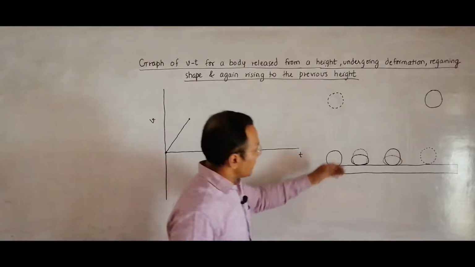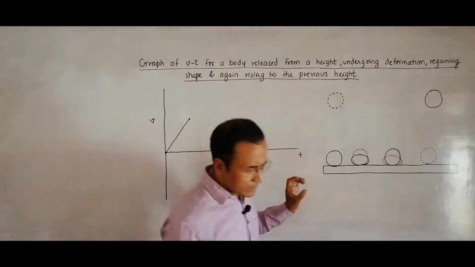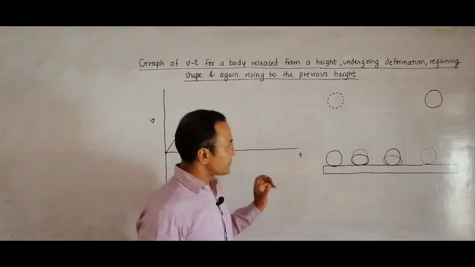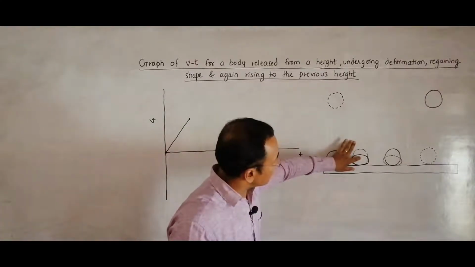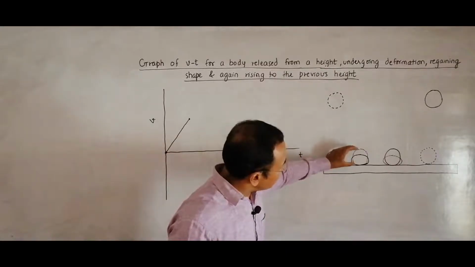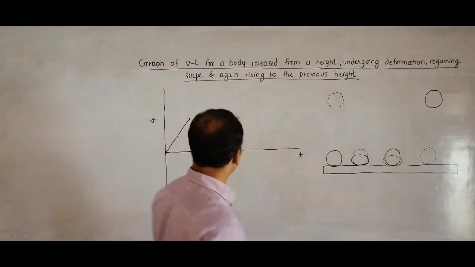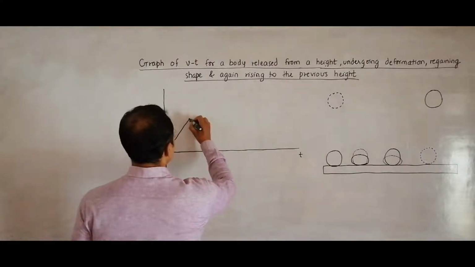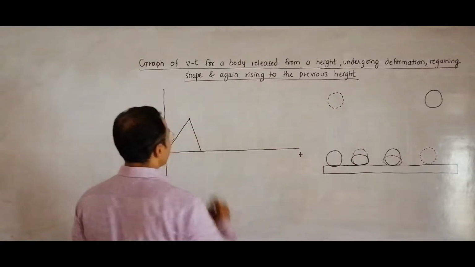Now after touching, this body undergoes compression. So that means the velocity now decreases. The velocity of its center, let us say its center, decreases. And at its maximum compression, the velocity becomes 0. And it takes a certain time. So the graph will be somewhat like this. The velocity decreases, and it definitely takes some time to come to rest.